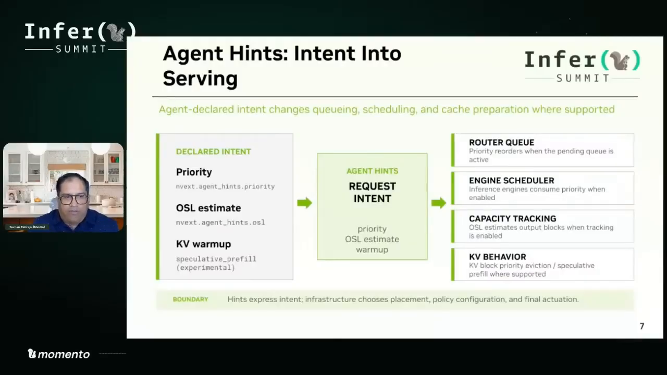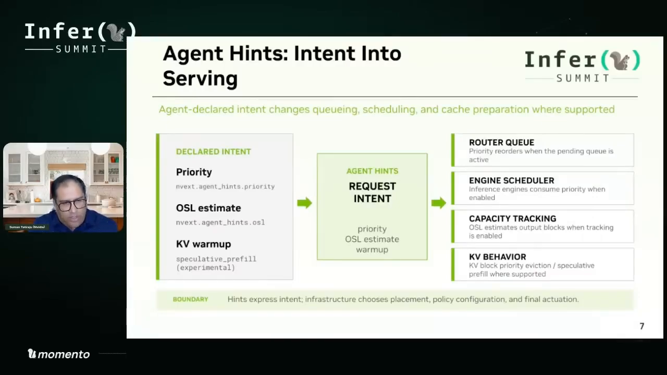So one way to give us hints during serving is via agent hints. We have something called the NVEXT agent hints for the harness to give us hints so that, based on this hint, we can make changes to our queuing and scheduling. It also impacts how we prepare our caches. So I will go into each of these in detail now.